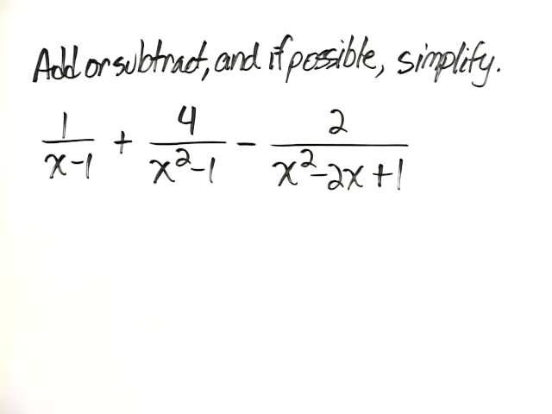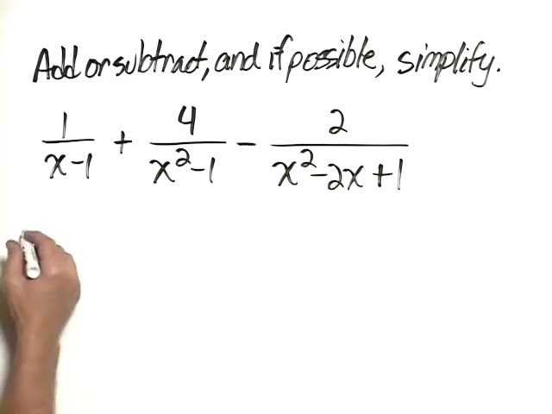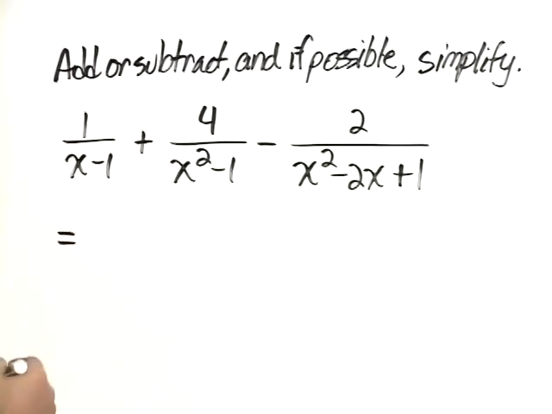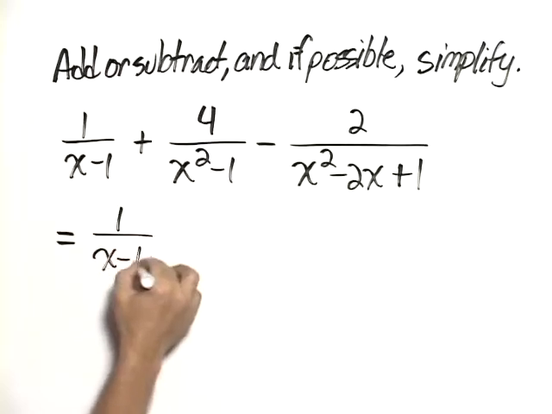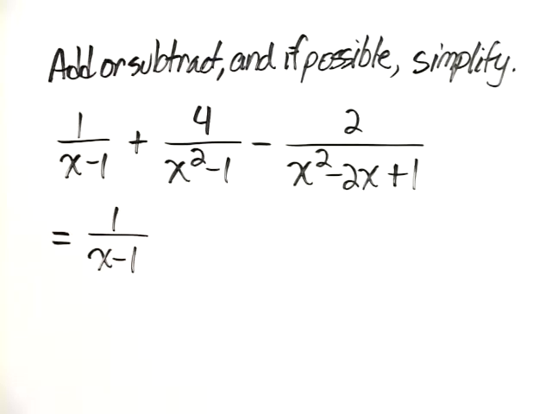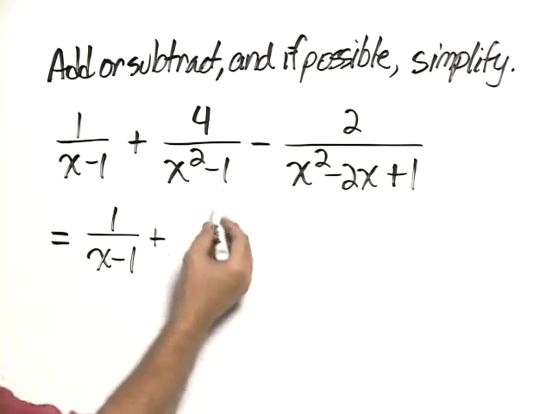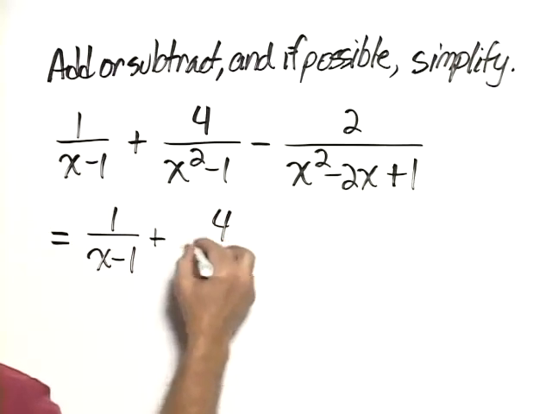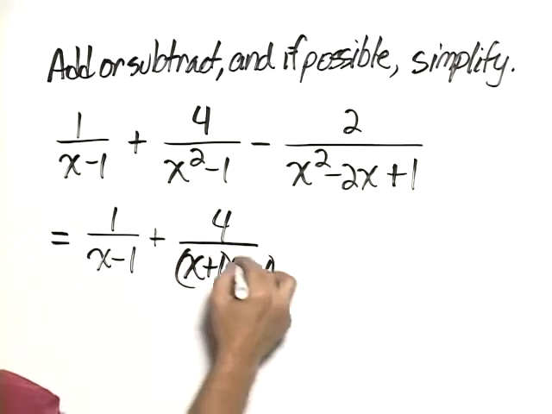That would be the least common denominator, or LCD. In order to find the LCD, we need to factor each denominator. So let's rewrite each of these rational expressions with a denominator that's factored. Now, x minus 1 is already factored, so we don't change that. X squared minus 1 is the difference of two squares, so that factors as x plus 1 times x minus 1.